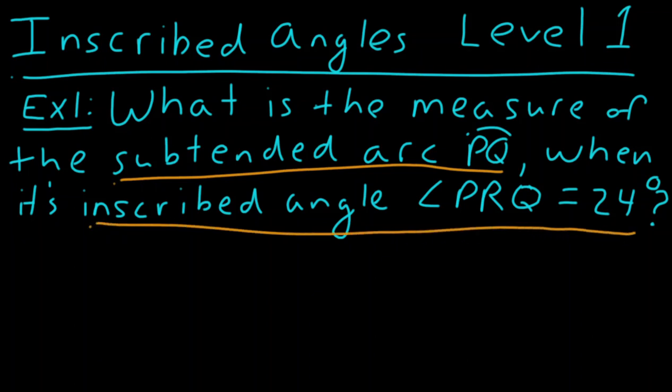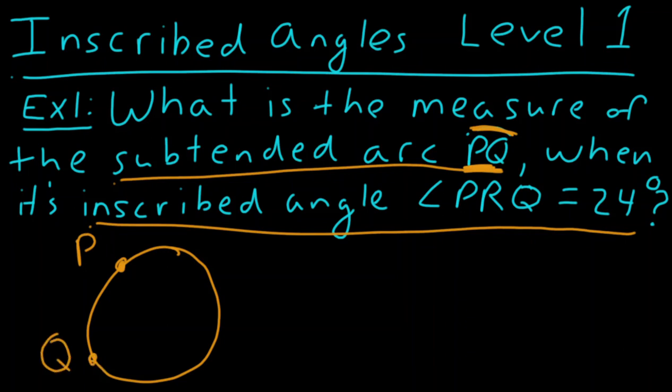equal to 24 degrees? Okay, so in this problem, it's always best if we go ahead and draw what we see. We know that these inscribed angles have to do with a circle, so I'll draw a circle. And I know that right here I see arc PQ. Now, this arc is super important. It tells me that we have 2 points on the edge of a circle, so we can say we have P and we have Q.